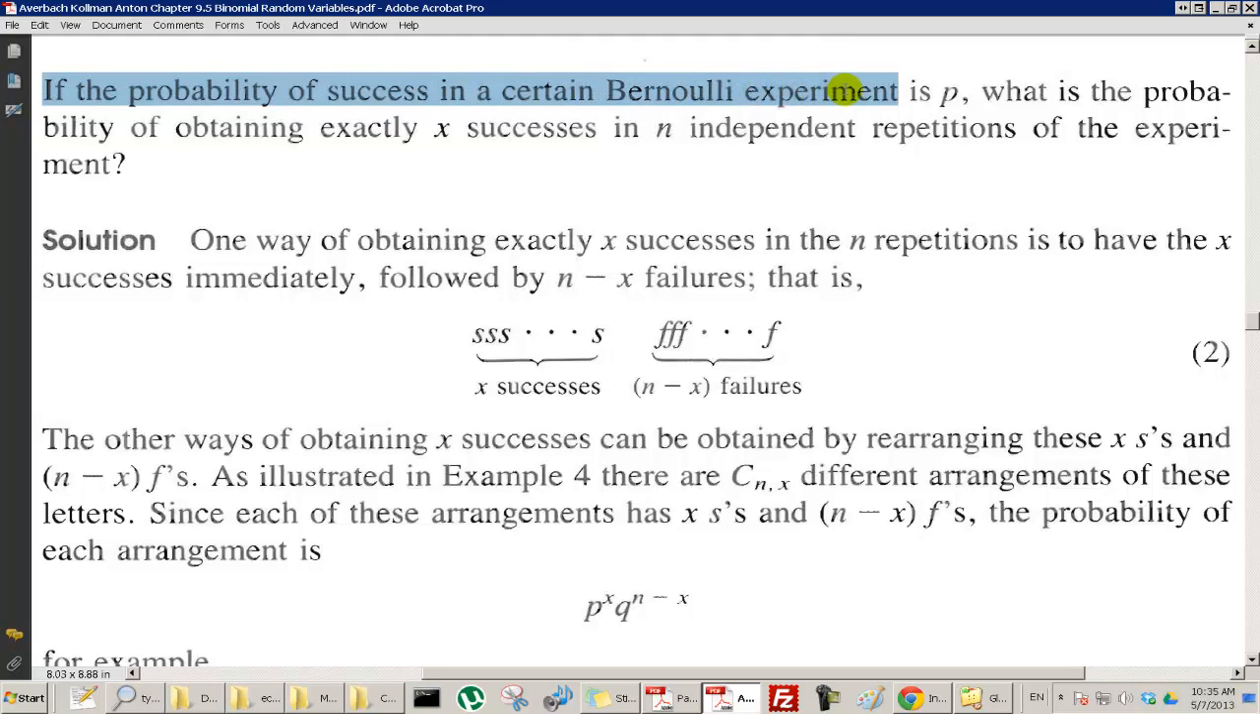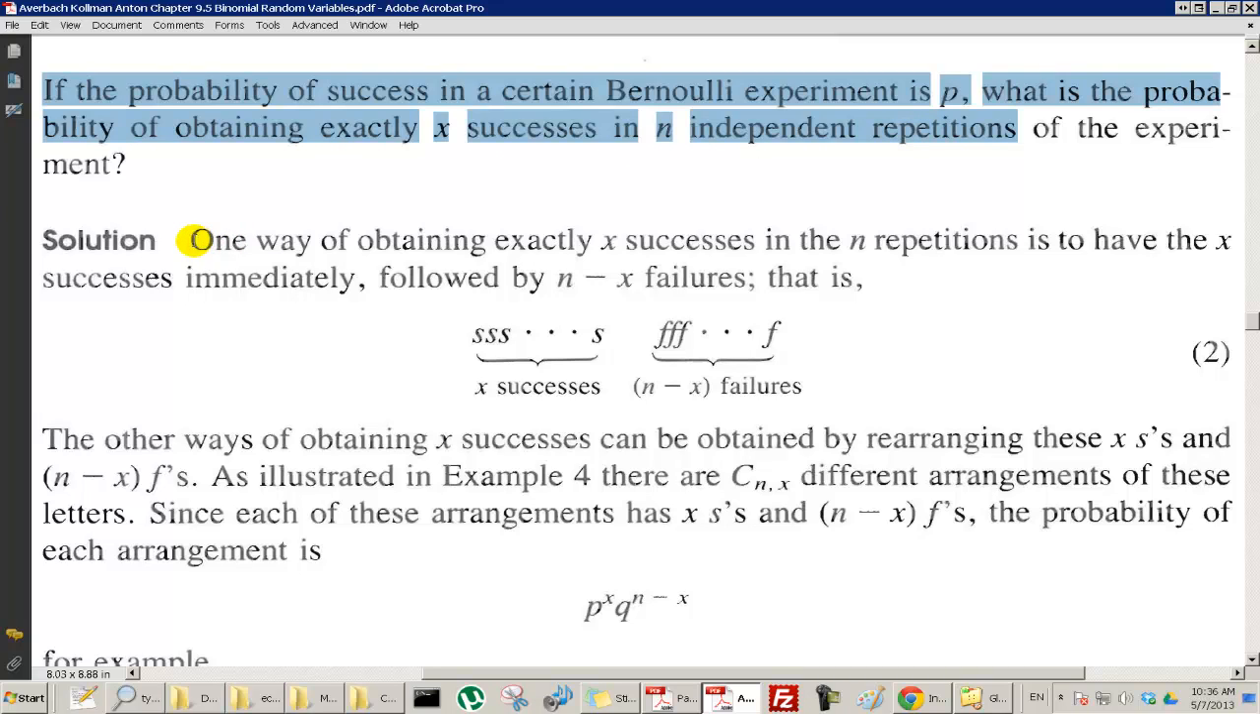Okay, now we generalize a little bit more, and we say if the probability of success in a certain Bernoulli experiment is p, we did that before, what is the probability of obtaining exactly x successes in n independent repetitions of the experiment? So it's exactly the same as before, but we're just doing it a little more generally now.